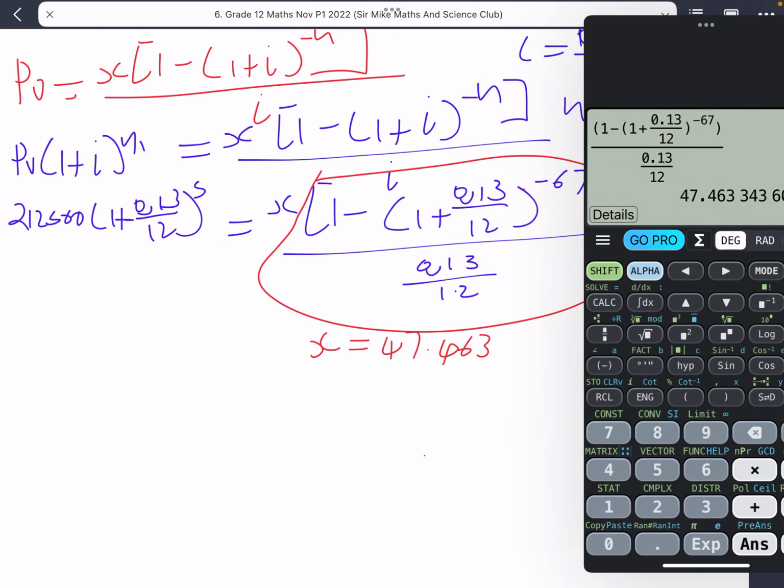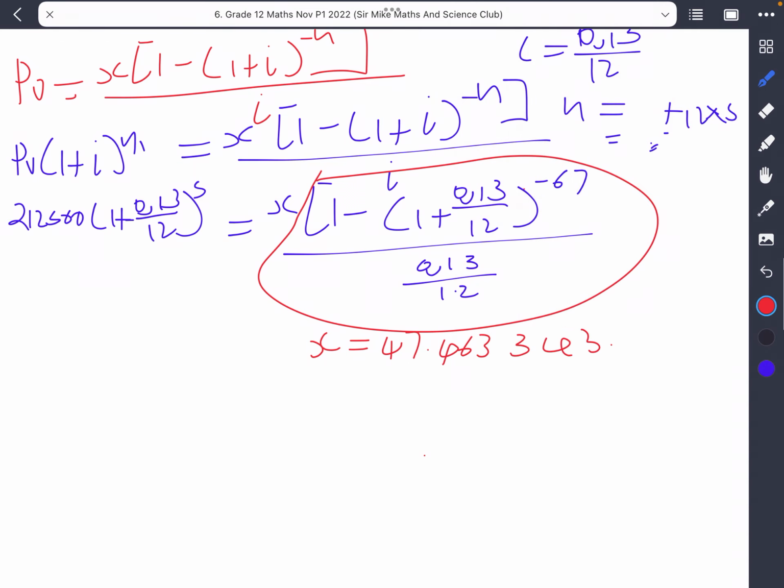So what we have would be 1 minus (1 plus 0.13 divided by 12), all of that to the power negative 67. Then we close that and divide all of that by 0.13 divided by 12. What you would get is x multiplied by 47.463343, and of course some other lovely cents.